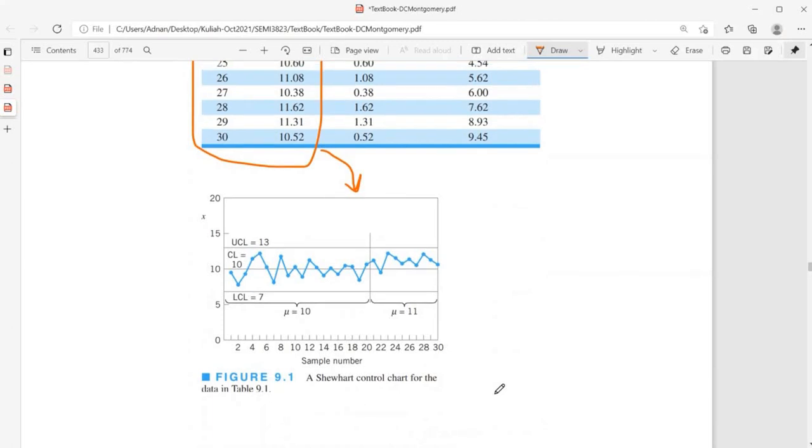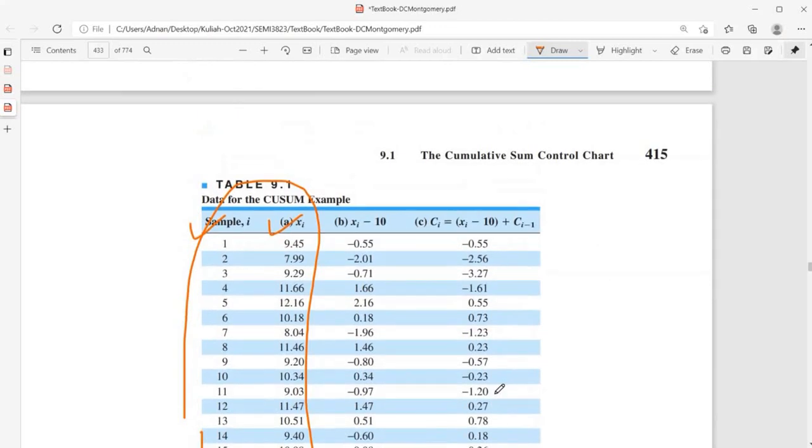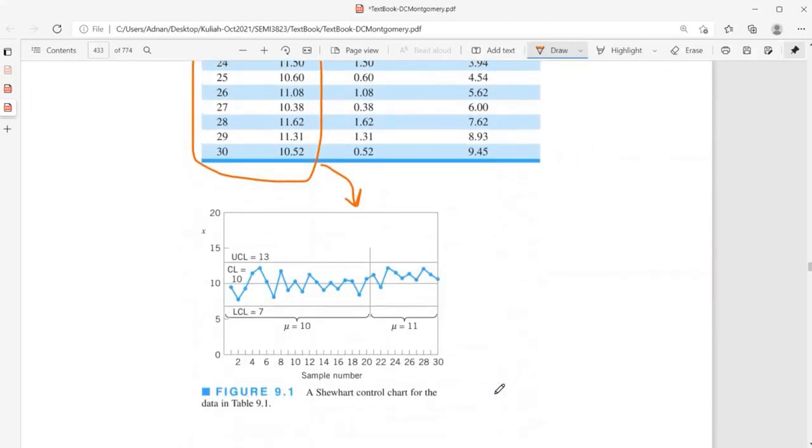This is the Shewhart control chart for individual values. We see in this chart all the processes are in control, within control limits. But actually, what happened to this process? I'm showing these 30 data from this table.